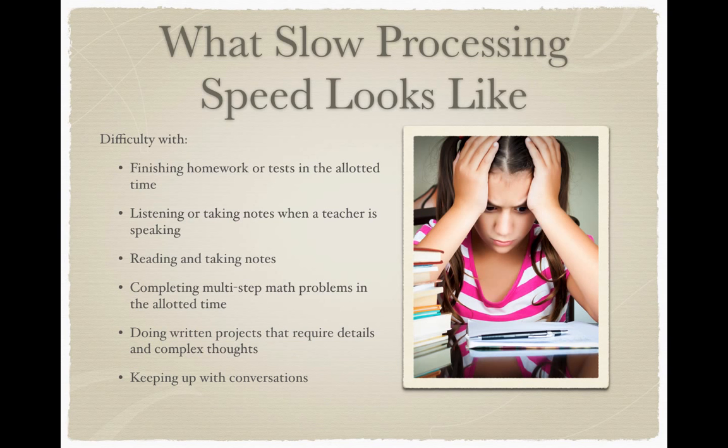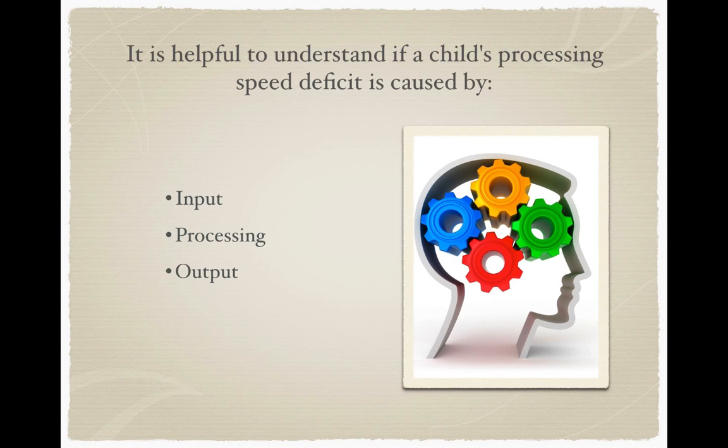What slow processing speed looks like is the student who is taking forever to get his homework done, who takes a long time to answer a question. Someone whose reading can be very slow when there's not a reading disability. This is someone that takes time to process multi-step directions. And also, many students with processing speed issues have difficulty with fine motor skills and writing quickly. So this can affect reading, writing, math, and general conversations.